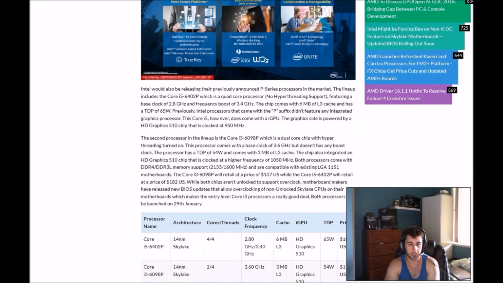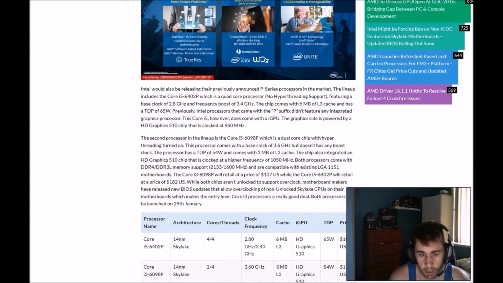The Core i3-6098P will retail at a price of $107 US, while the Core i5-6402P will retail at a price of $182. While both chips aren't unlocked to support overclocking, motherboard makers have released BIOS updates that allow overclocking on non-unlocked CPUs on their motherboards, which makes the entry i3 CPU a real good deal. Both processors will be launched on 29 January.